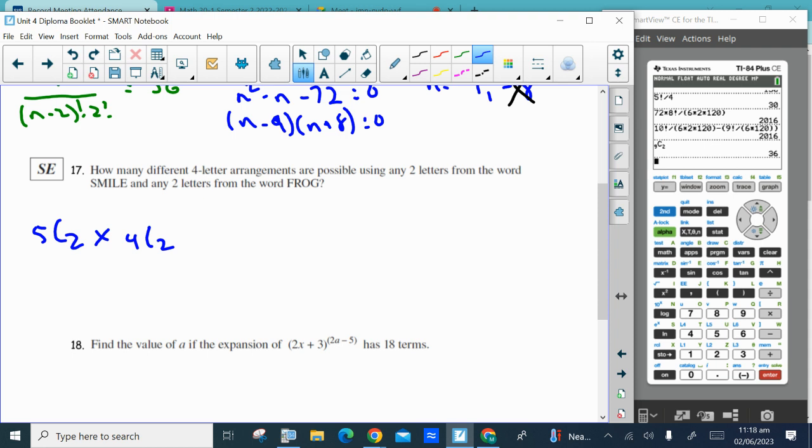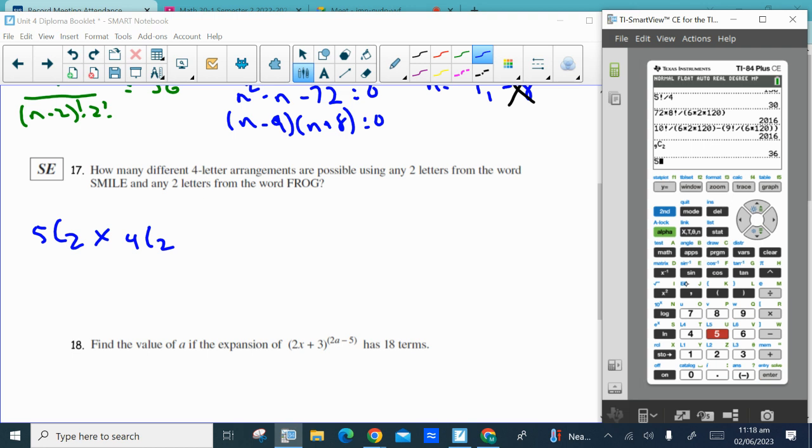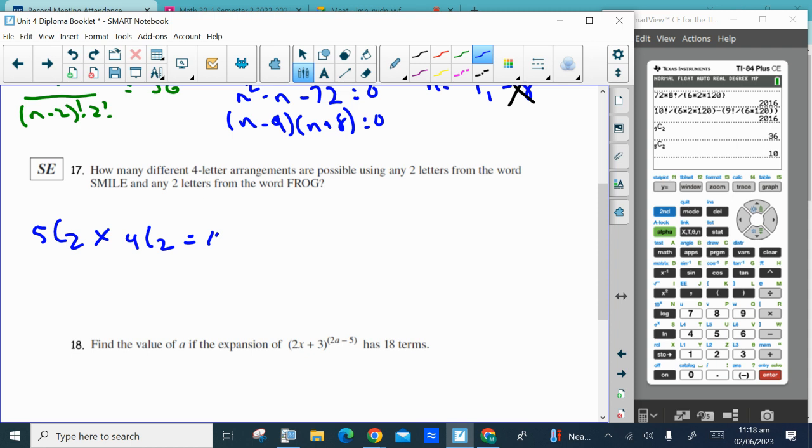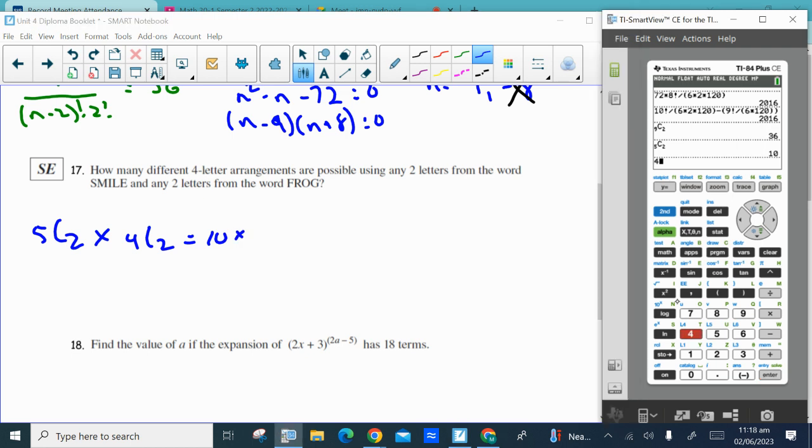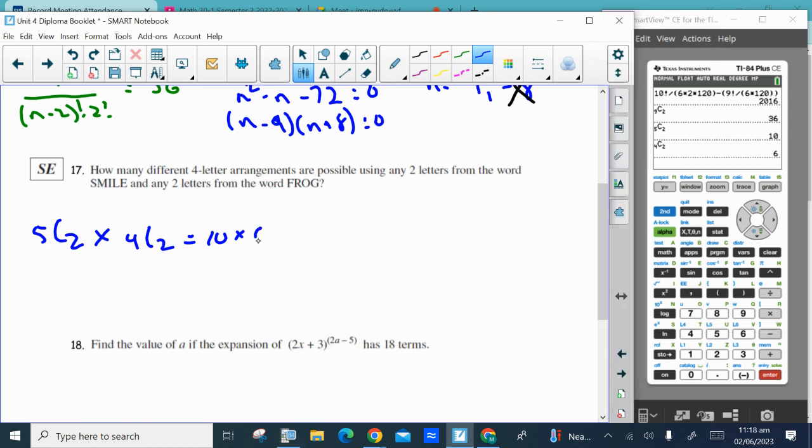So there's our first step. 5C2, which is 10, times 4C2, which is 6. So there are 60 ways to choose the letters.